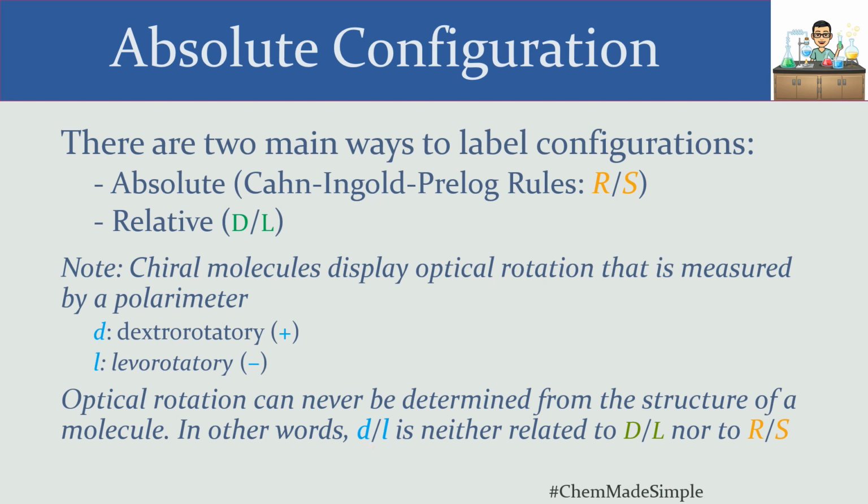So it's important to note that even though we use the same two letters D and L, lowercase d and lowercase l have to do with optical rotation. Uppercase D and L have to do with relative configuration that is based on the structure of the molecule and where the substituents are oriented. And so uppercase D and L is not the same as lowercase d and l, and D and L is not the same as R and S. So don't confuse those. Lowercase d and lowercase l can only be determined experimentally.